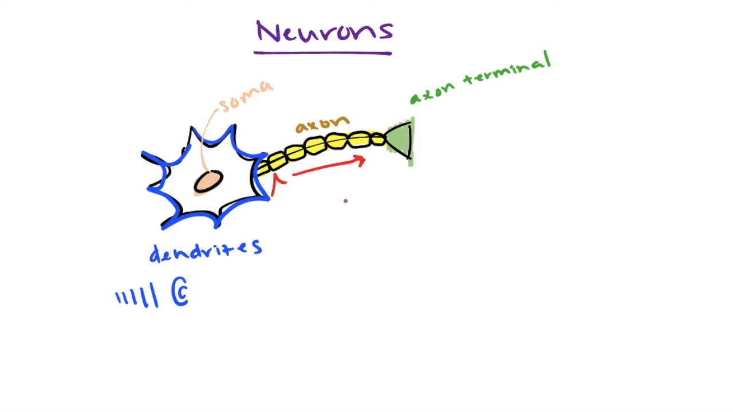There are two types of synapses: inhibitory, which decrease the chance of an action potential occurring in the postsynaptic cell, and excitatory, which increases the chance of an action potential occurring in the postsynaptic cell. And just to clarify, the cell that does the talking is the presynaptic cell, and the cell that receives the message is the postsynaptic cell.